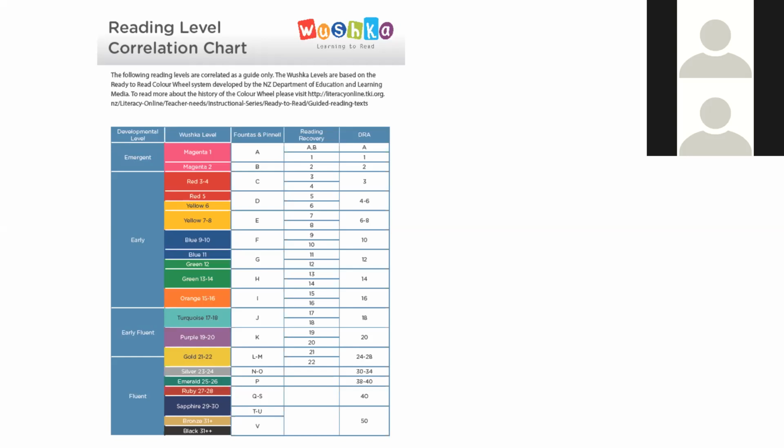Now, Wushka Literacy's library is based on the Ready to Read colour wheel, which you can see here from magenta all the way up to black 31++, and Reading Recovery levels, which you can see listed here. These were developed by the New Zealand Department of Education and Learning Media, and this is how we have levelled our readers within Wushka Literacy. I'll show you where you can download this correlation chart within Wushka a little bit later from your dashboard in helpful resources.